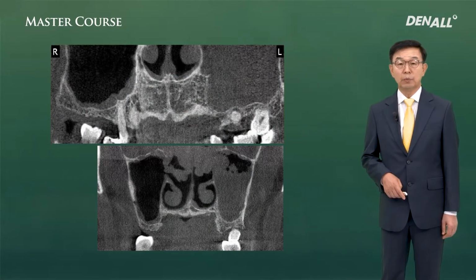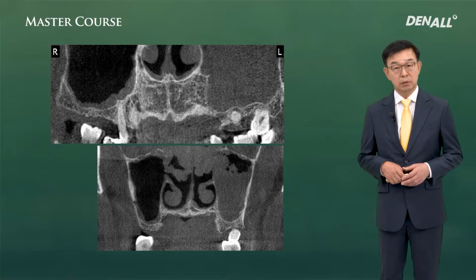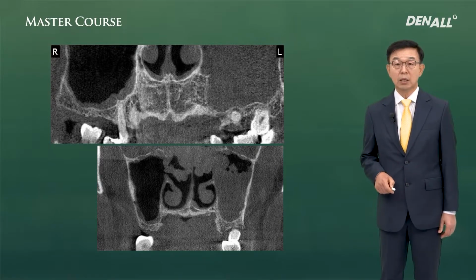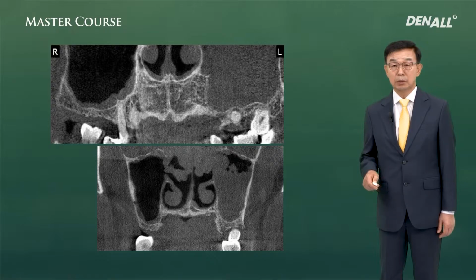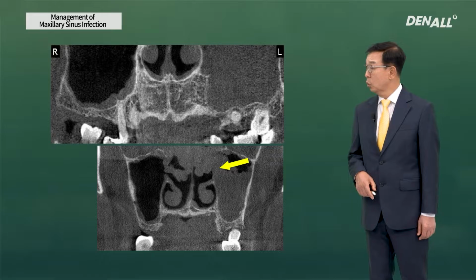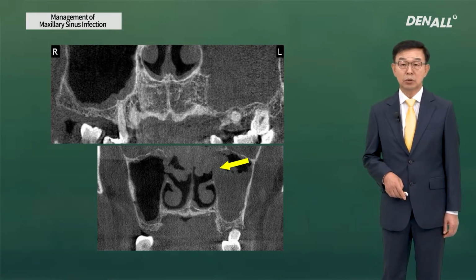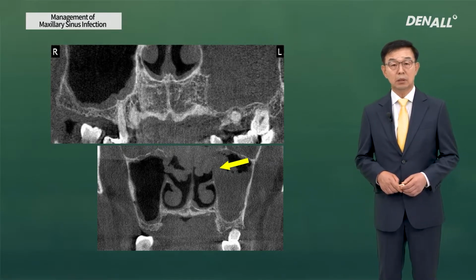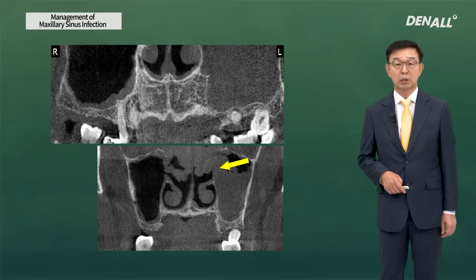I checked the CT to have a more overall view. Middle ostium is blocked, and within the left sinus, there's mucosal thickening. We can come to a conclusion that this patient has chronic sinusitis.